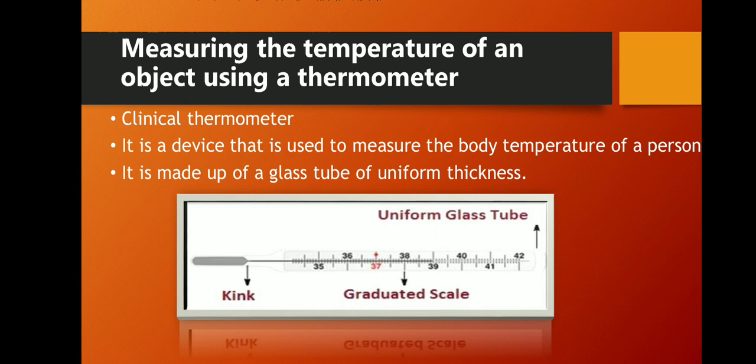There is a constriction, or we can say a kink, in the tube near the bulb, which ensures that the mercury in the thermometer does not contract and flow back into the bulb before the temperature is read. You can see this very clearly in this given picture of the clinical thermometer.